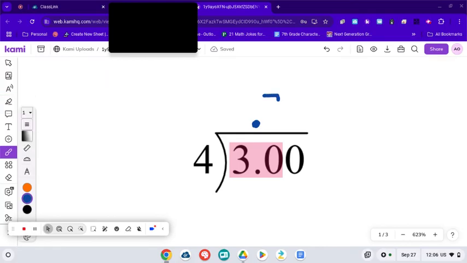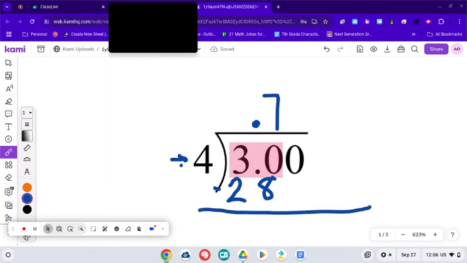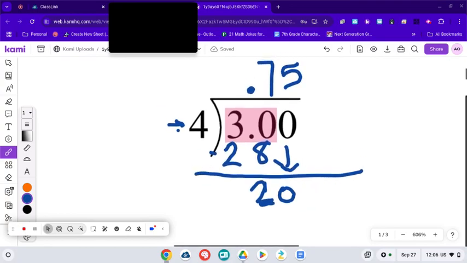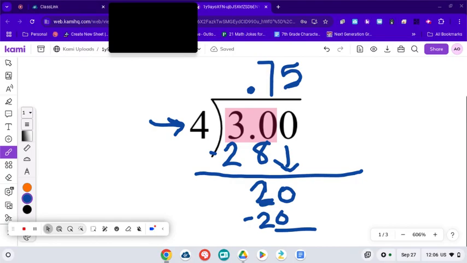Hopefully you said 7. 7 times 4, because we multiply by the 4 over here, is 28. Hopefully this looks familiar to you. And 30 minus 28 is 2, which means we're not done dividing, because this would be 0 if we were done. So we're going to bring down our other 0, and how many groups of 4 go into 20? Hopefully you said 5. And then we multiply this 5 times the 4 to get 20. And we end up with 0 when we subtract, so we know we're done.